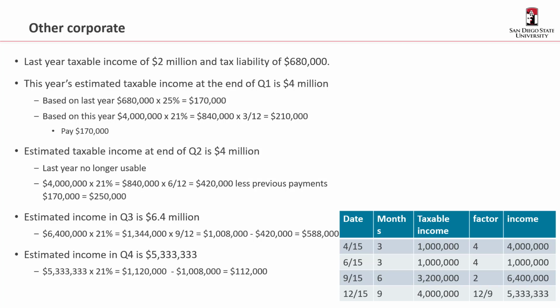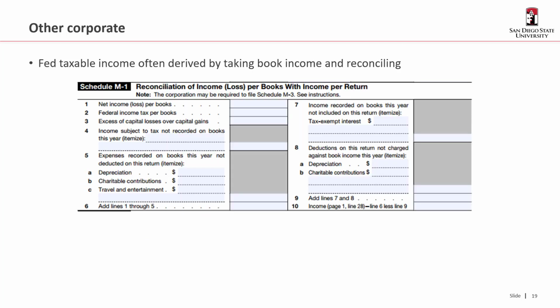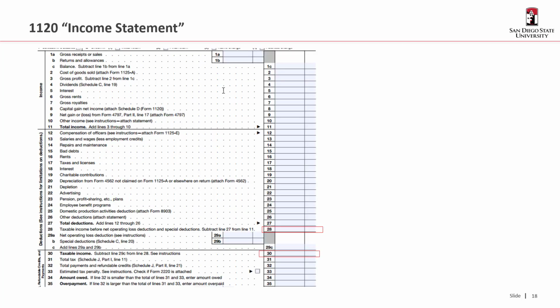Okay, moving on. Here's what the 1120 looks like. I think we've already looked at an example of this because I've had you do an exercise in class on it. Here's what the M1 looks like. This is where you reconcile net income per your books with net income per the tax return. Let's go back and look at the tax return. I've highlighted a couple lines in red. Line 28, taxable income before NOL deduction and before special deductions. So the special deductions are largely the dividends received deduction.